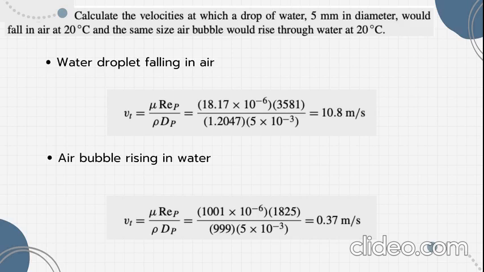So here, the water drop falling in air, the terminal velocity, we determined it to be 10.8 meters per second. But for the air bubble that is rising in water, the terminal velocity was only found to be 0.3 meters per second. So why does this happen? This is because water is much denser than air, so it falls quickly through air. But air is lighter than water, so it rises slowly because water is more viscous than air. So the drag force on the air bubble will be higher.